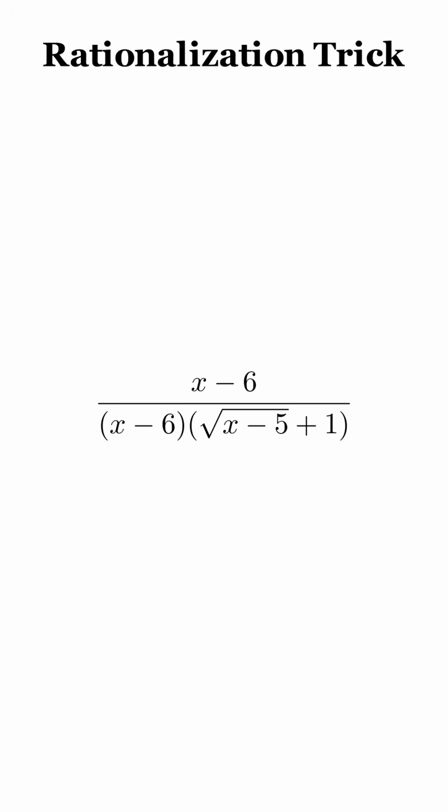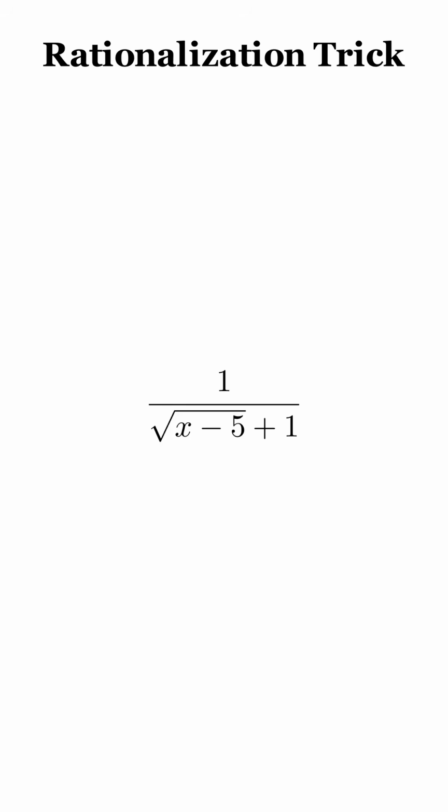And the denominator, you have x minus 6 times square root of x minus 5 plus 1. So now you have x minus 6 in the numerator and denominator. Those cancel. And then now you have 1 over square root of x minus 5 plus 1. And now you can actually substitute 6 back in. So if you substitute 6 back in for x, you get 1 over square root of 6 minus 5 plus 1, which gives you 1 over 2. And that's it.